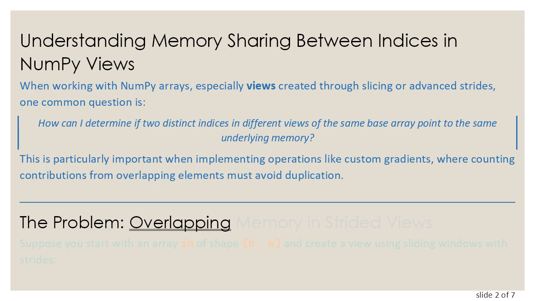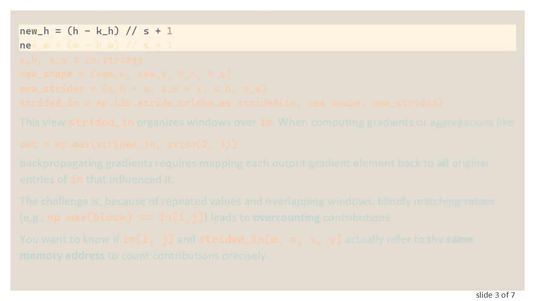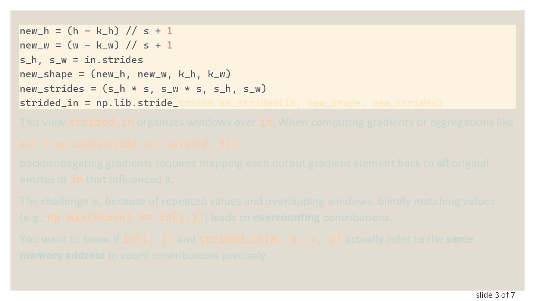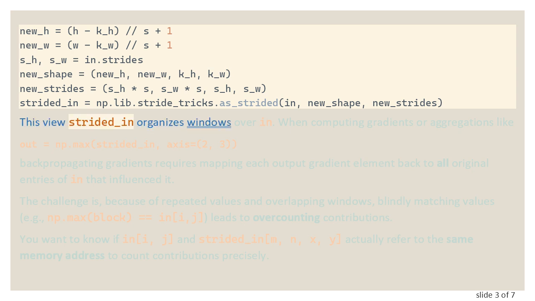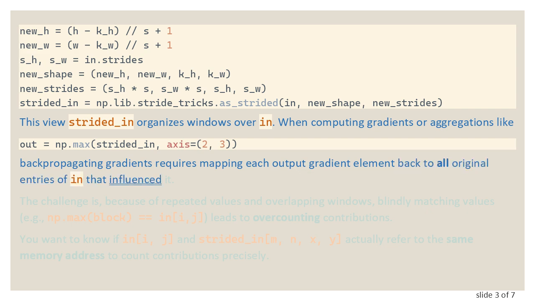The problem: overlapping memory in strided views. Suppose you start with an array n of shape h, w, and create a view using sliding windows with strides. This view, strided_n, organizes windows over n. When computing gradients or aggregations like backpropagating gradients, it requires mapping each output gradient element back to all original entries of n that influenced it.